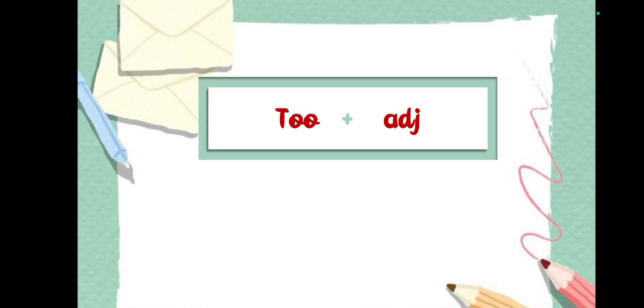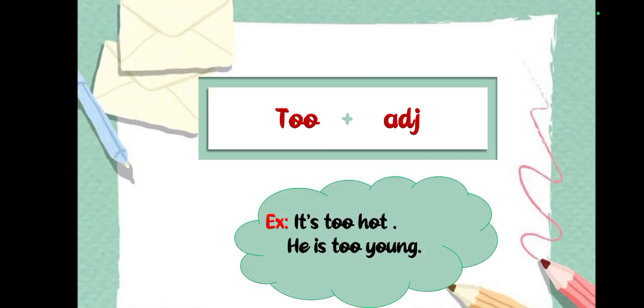Okay. We use too before an adjective, so too plus adjective. Okay. Let's take an example. If I tell you it's too hot, here I mean negative. It's too hot, I can't go. I don't like the weather to be like that. Or it's too hot to drink. Okay. He is too young. So we have too before the adjective.